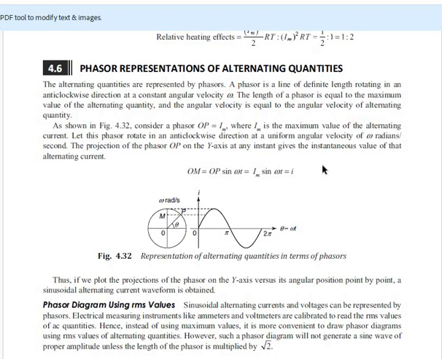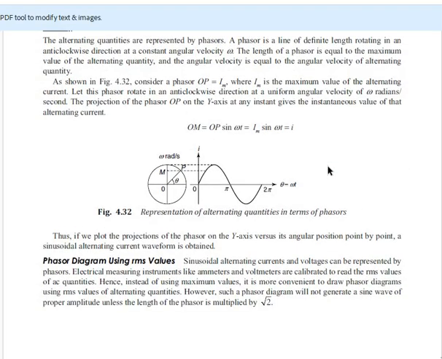Good morning, students. Today we are going to study phasor representations of alternating quantities. The alternating quantities are represented by phasors. A phasor is a line of definite length rotating in an anticlockwise direction at a constant angular velocity omega. The length of a phasor is equal to the maximum value of the alternating quantity, and the angular velocity is equal to the angular velocity of the alternating quantity.